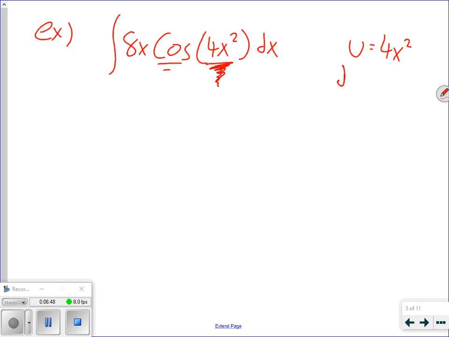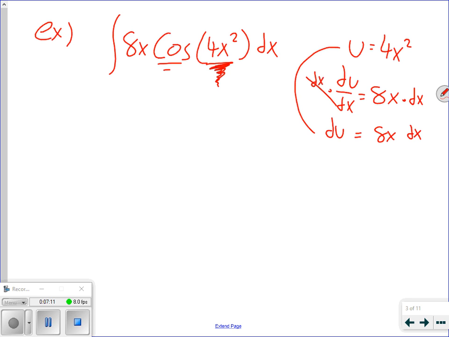So then if I do du over dx, the derivative of this is 8x. And then solving by multiplying both sides by dx, I get 8x dx. So I took the derivative and got du over dx by itself. To be honest with you guys, I skip this middle step a lot, and I just go straight to here. The derivative of u is du, derivative of 4x squared is 8x dx. I encourage you to do the same thing. Just know that du equals 8x dx.